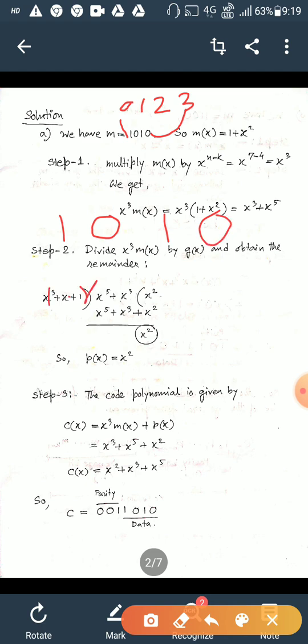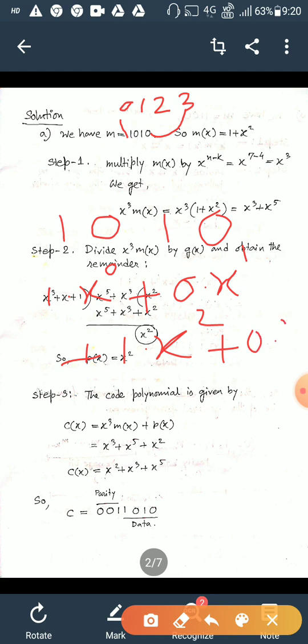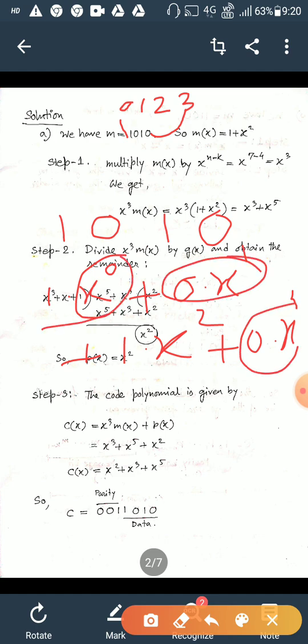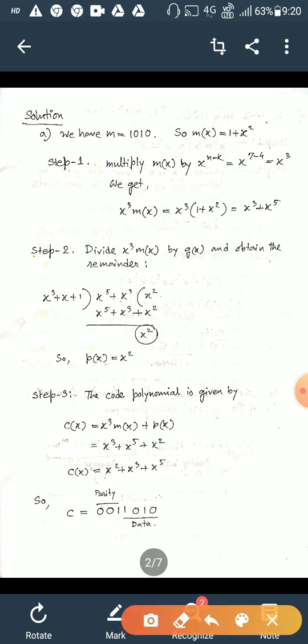So 1010 can be written in the form of 1 into x to the power of 0 plus 0 into x to the power of 1 plus 1 into x to the power of 2 plus 0 into x to the power of 3. So here x to the power of 0 is 1, so this one is present, but the zero terms will be obsolete. So the ultimate value will become 1 plus x square. That is, m(x) is 1 plus x square.